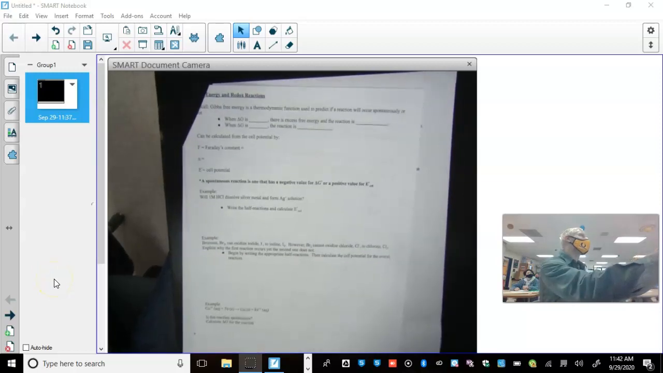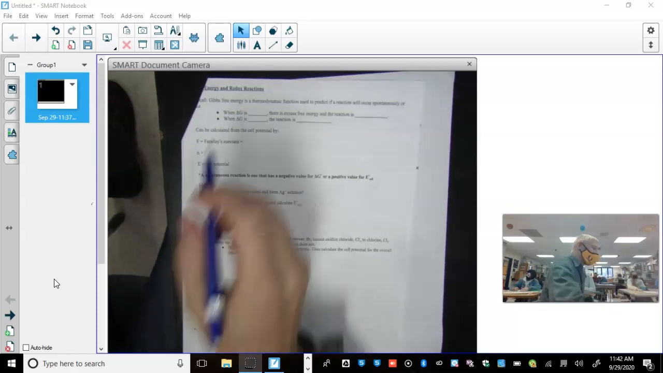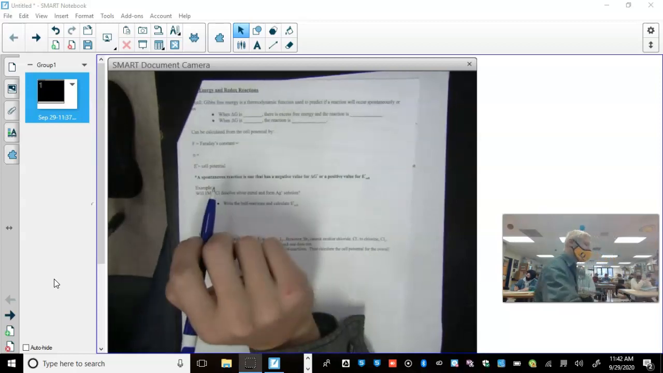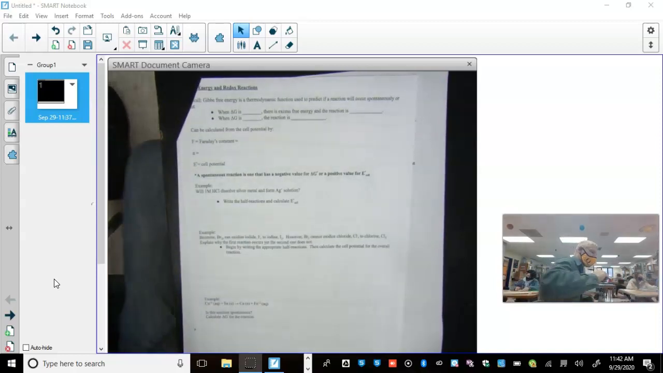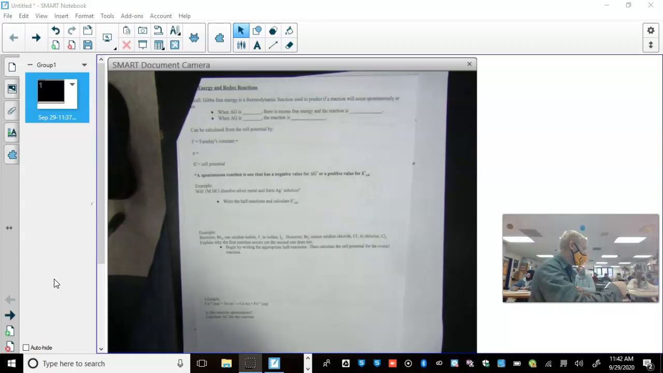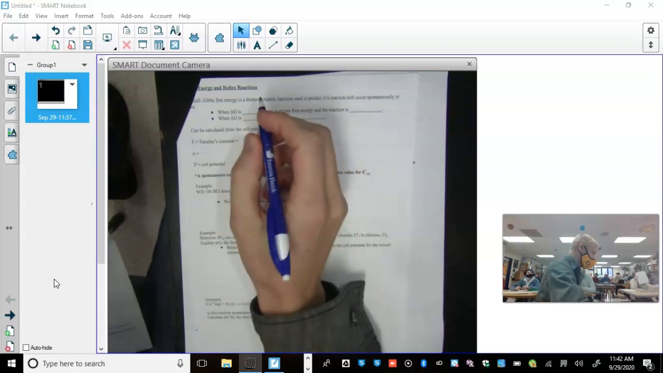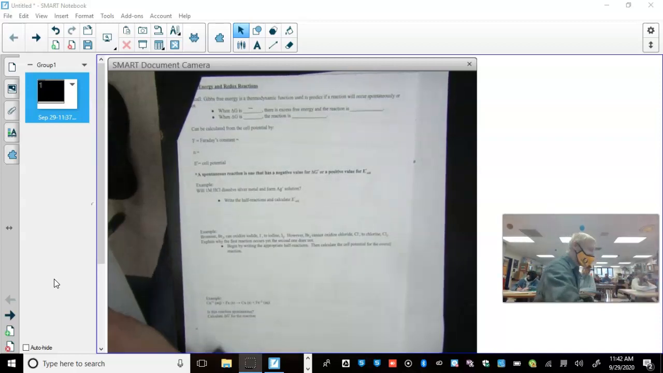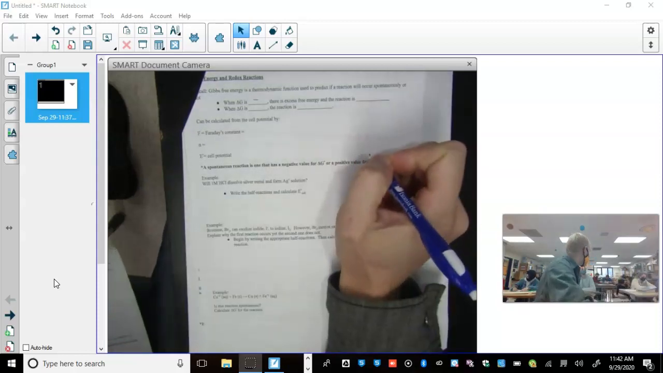All right, today's notes are on redox reactions and spontaneity. So we got Gibbs free energy is the thermodynamic function used to predict if a reaction will occur spontaneously or not spontaneously. So, anybody remember when delta G is negative or positive, there's excess free energy? Negative. When delta G is negative, there is excess free energy, and the reaction is, anybody remember? Spontaneous.